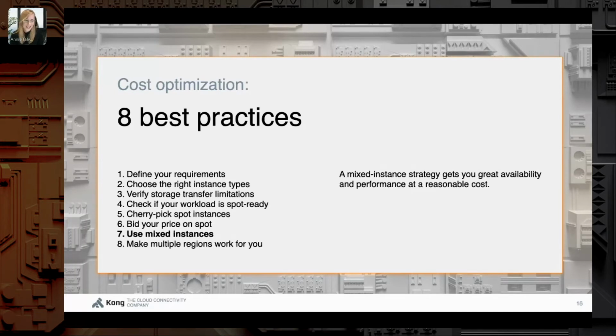Number 7, use mixed instances. This is something that's specific to Kubernetes only. A mixed instance strategy gets you great availability and performance at a reasonable cost. You basically pick different instance types, since some of them are cheaper and just good enough, but might not be suitable for high throughput, low latency workloads. Depending on your workloads, you can often pick the cheapest machine and make it work. Or you could have a smaller number of machines with higher specs. This can help slash your Kubernetes bill because each node requires Kubernetes installed on it, and it always adds a little overhead.